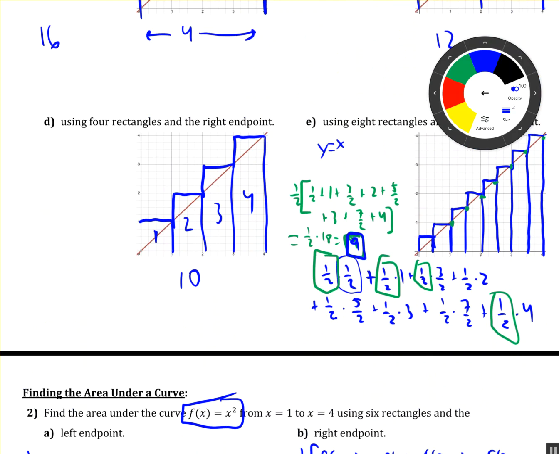If I were to look at the left endpoint on, say, part E, or sorry, let's do part D. If I looked at the left endpoint, my first rectangle would be here, my second rectangle would be here, my third rectangle would be here, and my fourth rectangle would be here. So notice, in this case, I'd be plugging in 0, 1, 2, and 3, even though I'm going from 0 to 4, right?